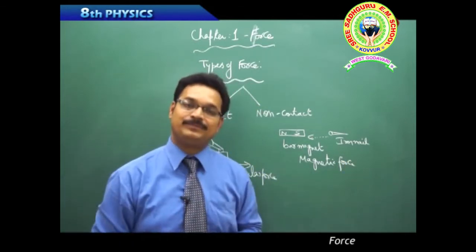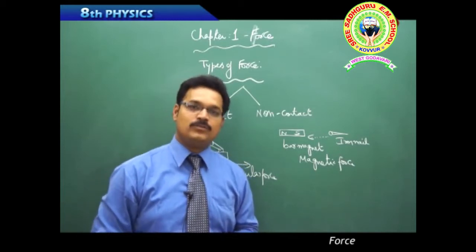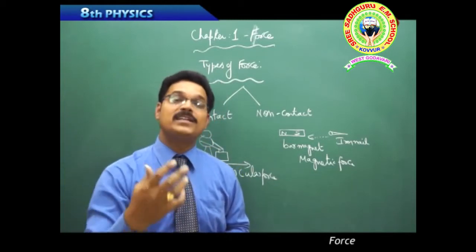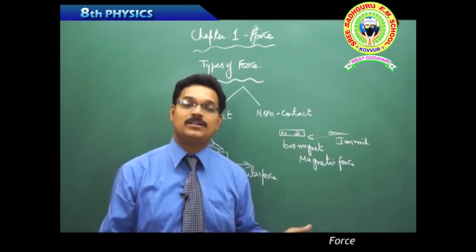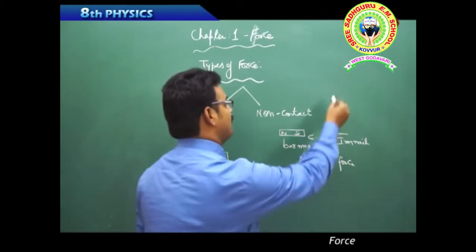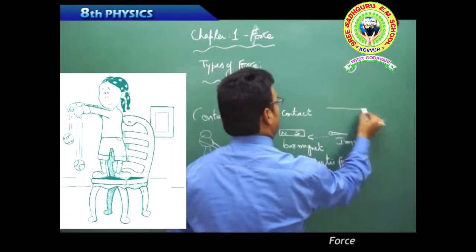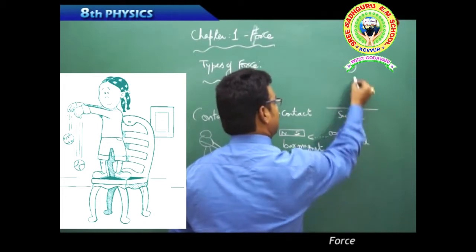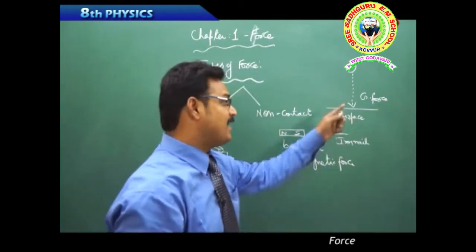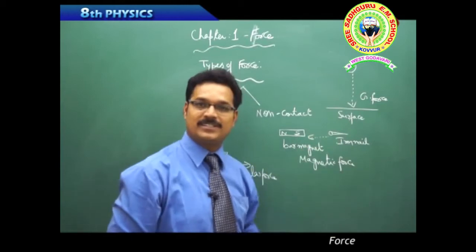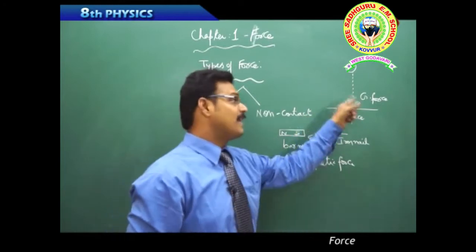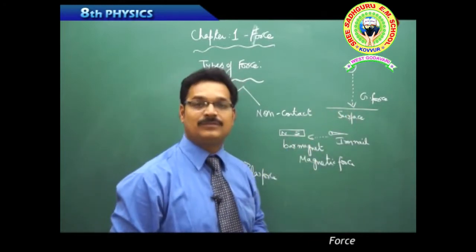Now I'll give you another example. You know that when you drop any object, it falls on the ground. Why is it falling on the ground? Everyone knows it is because of the gravitational force of the earth. When a body like a ball falls towards the surface, it is because of gravitational force, which attracts the ball towards the surface. And the surface and the ball are not in contact. So gravitational force is also a non-contact force.